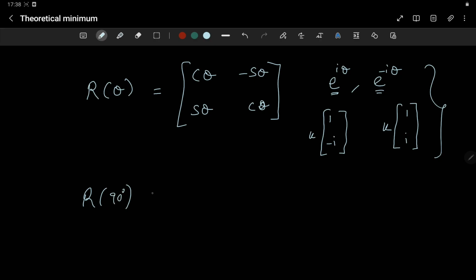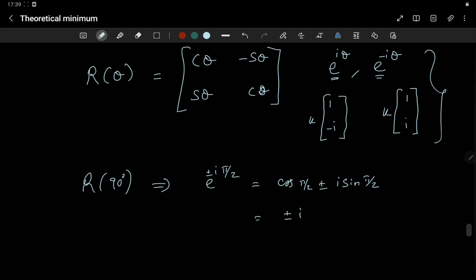was the eigenvalues and eigenvectors. Cos 90 plus or minus i sin 90, and maybe I'll put cos pi by 2 plus or minus i sin pi by 2. Since cos 90 is 0, we get only the imaginary value, plus or minus i. Okay, so that's what you have got, right? Yes, sir. Okay, fine.